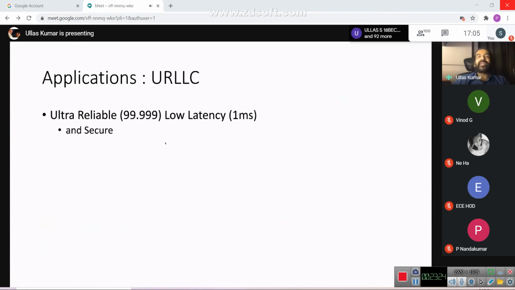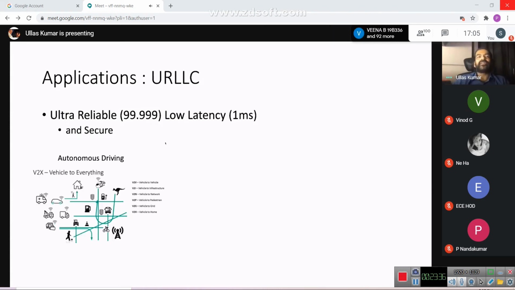The next application is URLLC, the ultra reliable. Ultra reliable always comes with 5 nines or maybe 6. Maybe we can see from Sriram later. Low latency in the range of 1 millisecond and being secure. The first application definitely being autonomous driving. So the fundamental of autonomous driving is the car needs to know what's happening in the next 10 seconds real time. So that's why the delays of that is now calculated down to 1 millisecond.